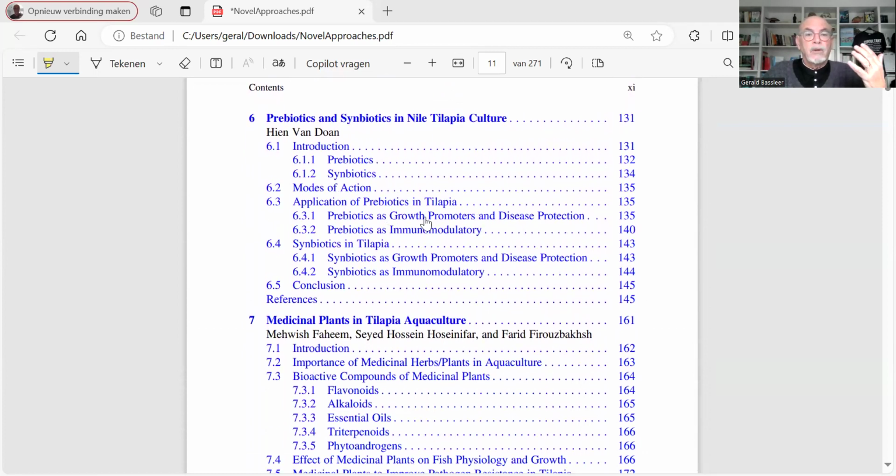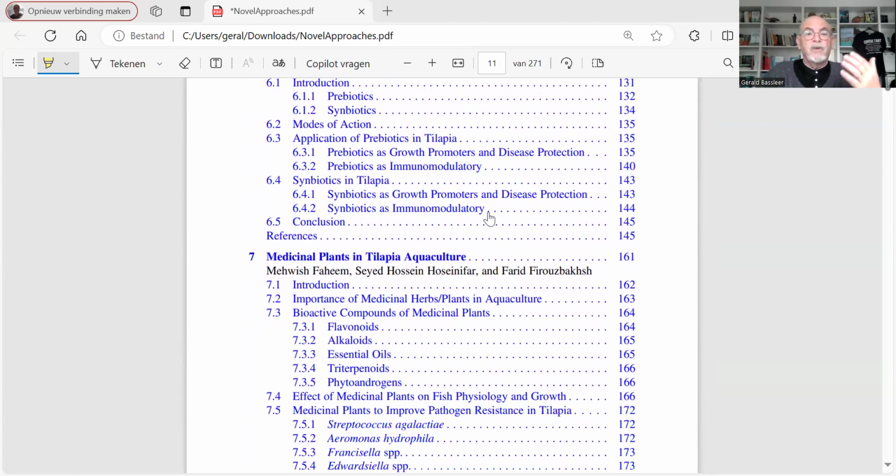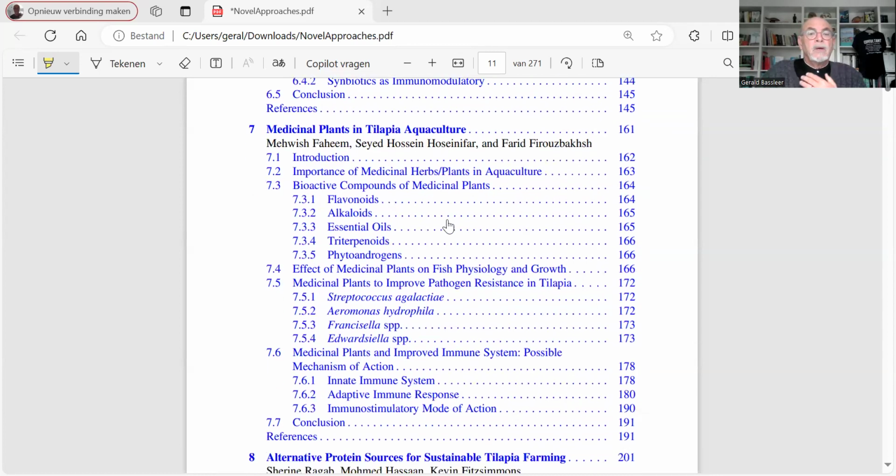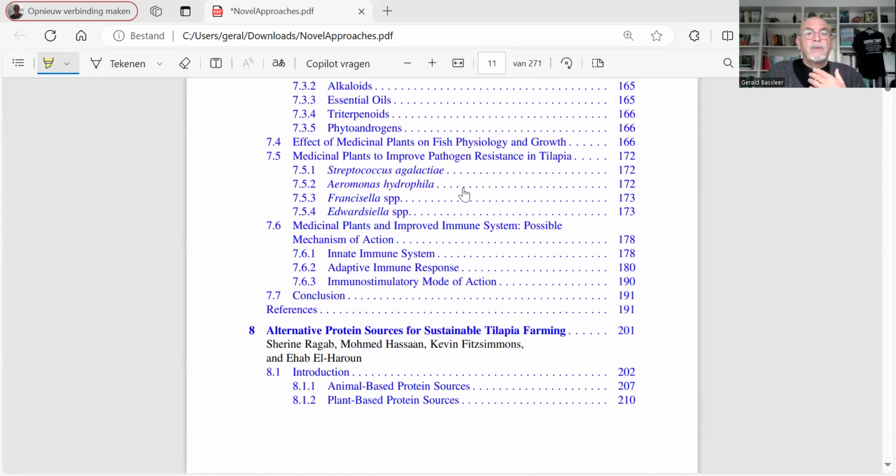can do for the growth and the immune stimulation or immune modulatory system of the fish, then the medicinal plants or techniques which are used to prevent the use of antibiotics, the active compounds like flavonoids and alkaloids, the effects on the fish physiology and the growth, and to improve the pathogen resistance and improve the immunity.